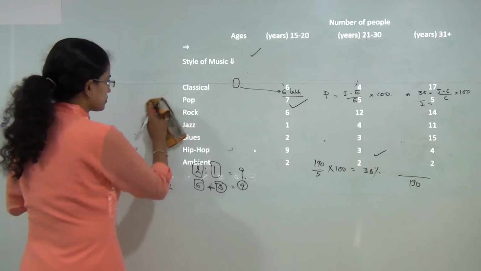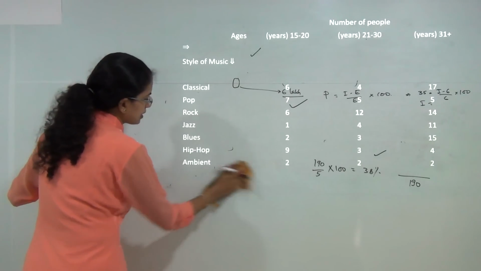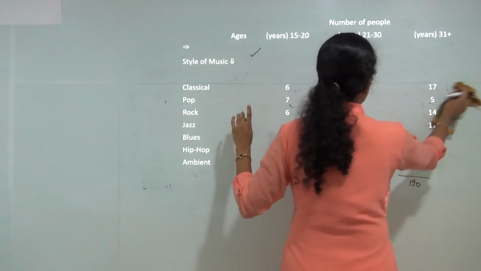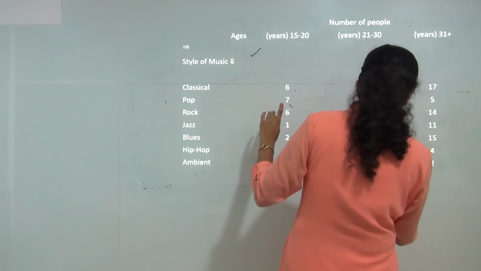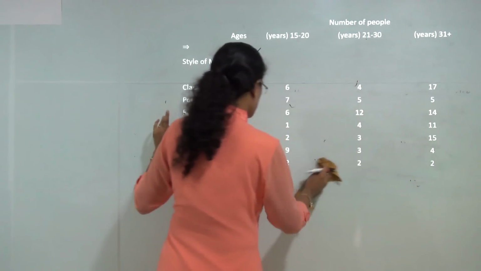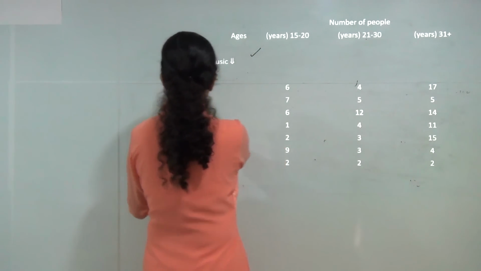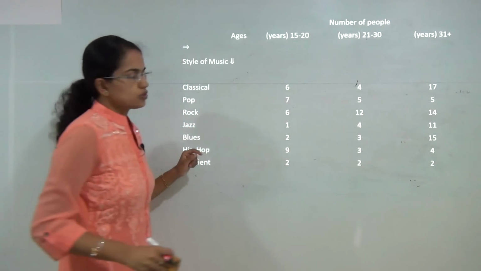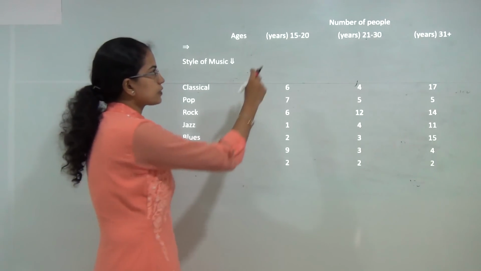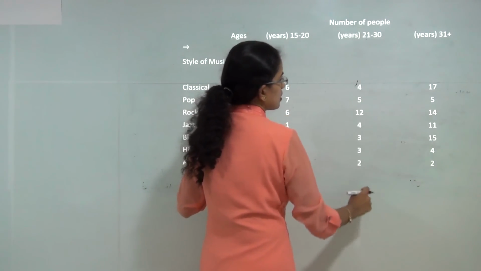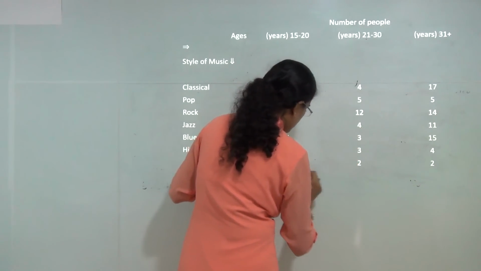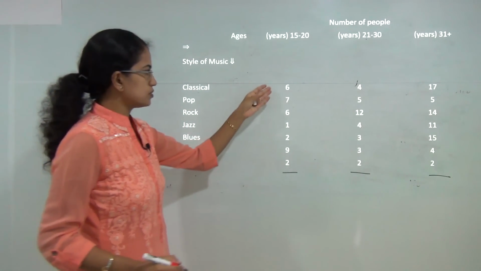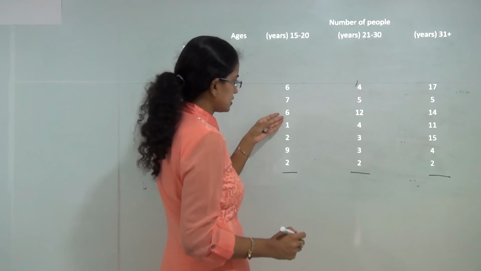Now let's move on to the next table. Here you have a table where you have the age groups that is given, and then you have the various types of music styles which are popular among various age groups. So what I will do is, first of all, I will total out the total for all the age groups. So if I total out these age groups, it's 6 plus 7 plus 6 and so on.